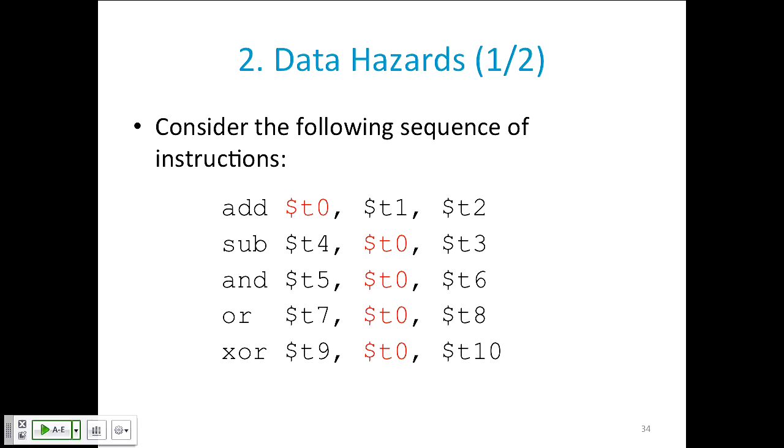Data hazards. So with data hazards, let's consider this set of instructions. We have an add producing a value in register T0. Then we have a bunch of instructions that will read that value in T0.